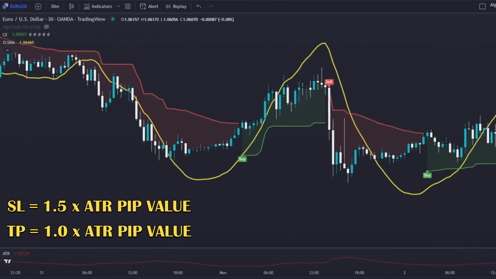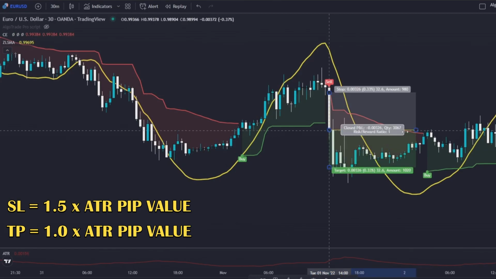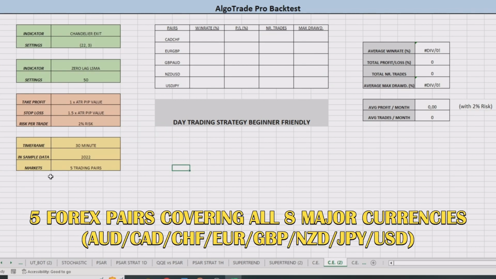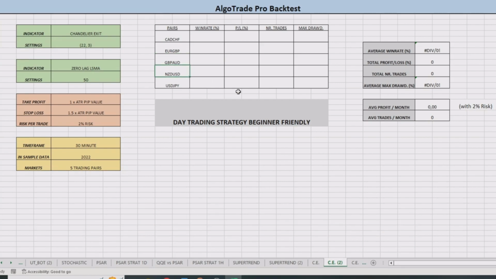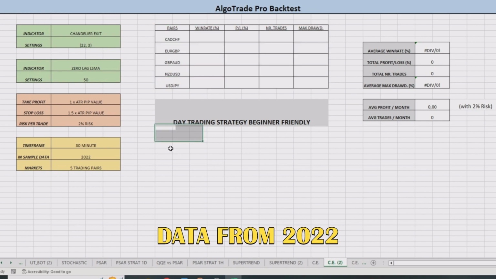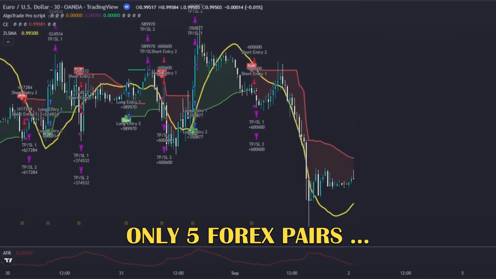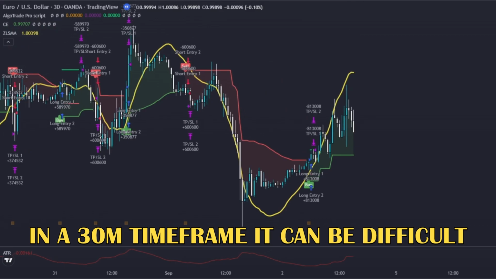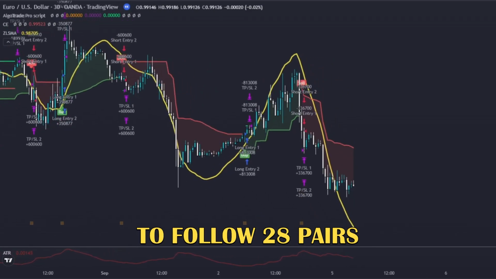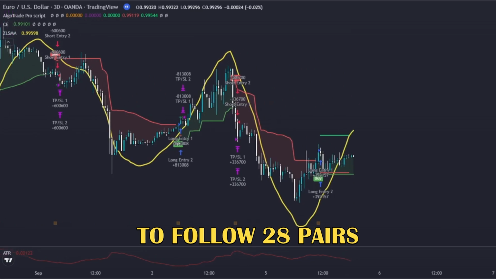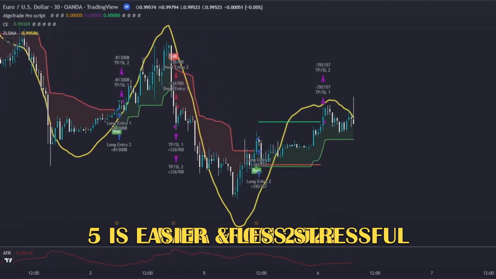For the take profits and stop losses, the calculations will be exactly the same. For the backtest, I chose 5 random forex pairs covering all 8 major currencies, which are Canadian dollar Swiss franc, Euro GBP, GBP AUD, NZD USD, and USD JPY. The sample I will use corresponds to the data for the year 2022. The reason I chose only 5 pairs is that on such a small time frame it can be very difficult for many of you to pay attention to 28 pairs, so 5 is less stressful for you.